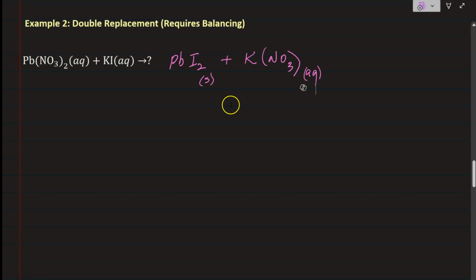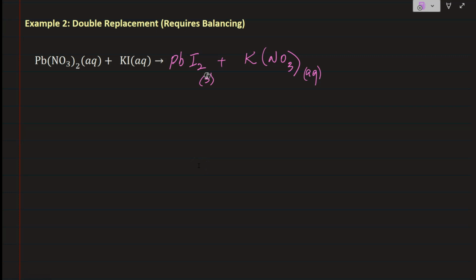Okay, we need to balance this. Let's go ahead and balance. And this is straightforward. We've got 2 iodine here, so we've got to put 2 in front. And then we've got 2 potassium, so we've got to put 2 in front there. And everything else is balanced.